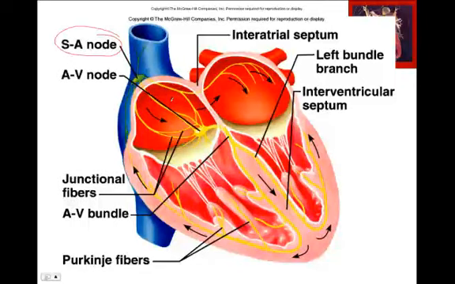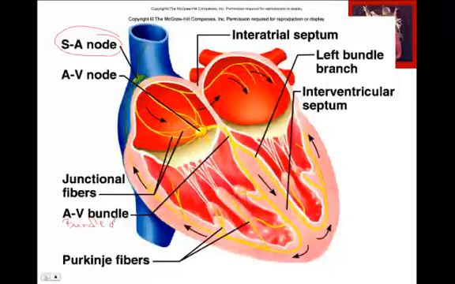Then, again, that impulse is going to travel down these fibers called junctional fibers, and they're all going to come together at the AV node. Then the AV node will pass on this impulse from the junctional fibers to the AV bundle, or what we call the bundle of His. Same thing. This AV bundle is the bundle of His.